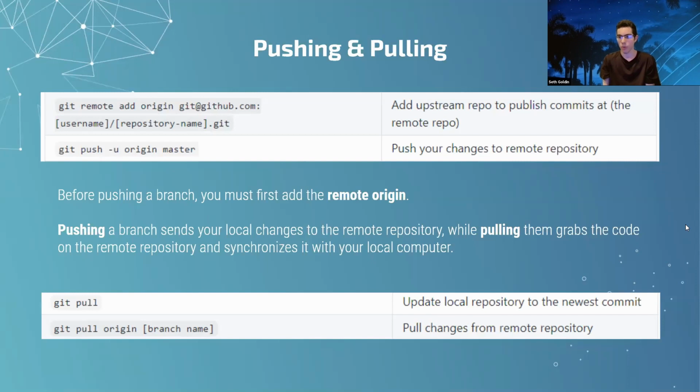And why would you want to do that? Well, let's say you're working with a friend on a project. You make your changes, you push them to that remote repository, the cloud, and then they can pull them back from that repository, and suddenly you have the same code on two different computers. It can even be two of your computers if you want.